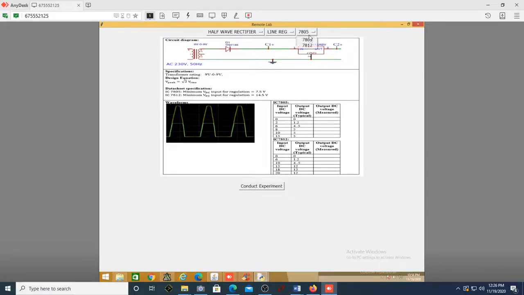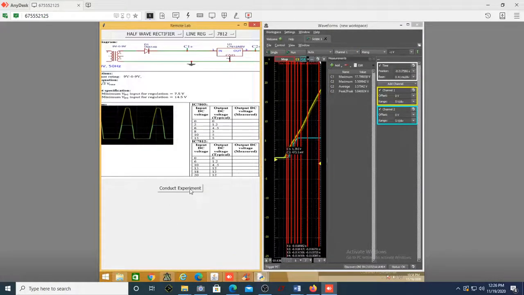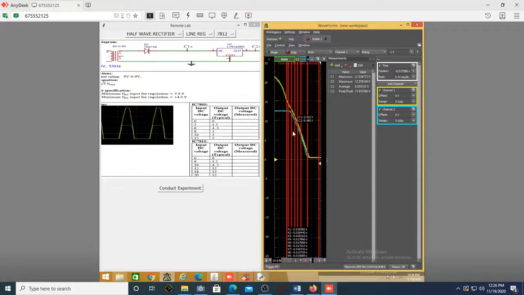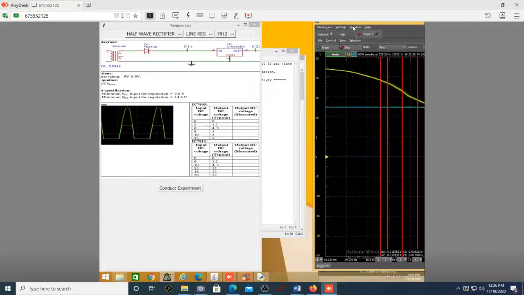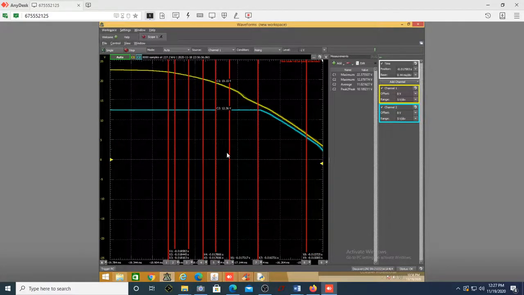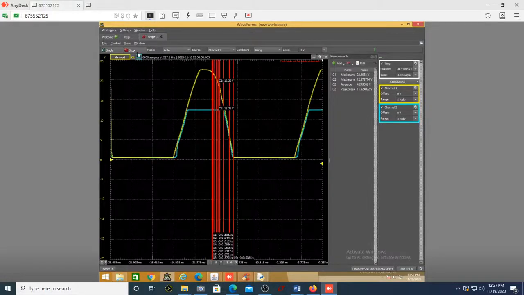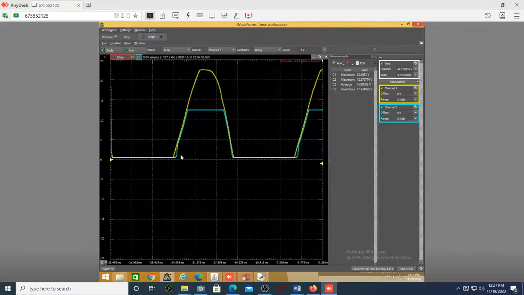Same thing can be done for 7812 also. I can select 7812. You can see now I have selected 7812. I will conduct the experiment and acquire a new set of values. Can you see now it has changed. Let me just take the points and stop it so that I can get some more. Okay, I will remove all of them.